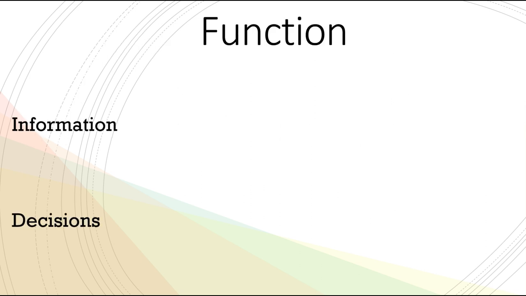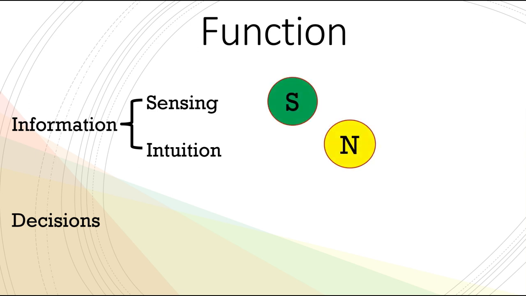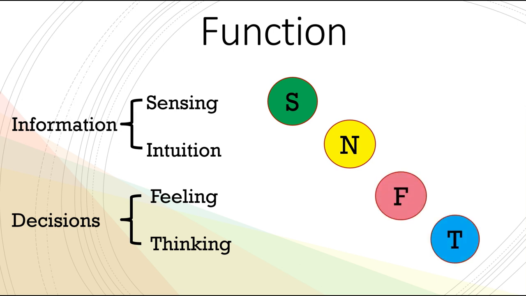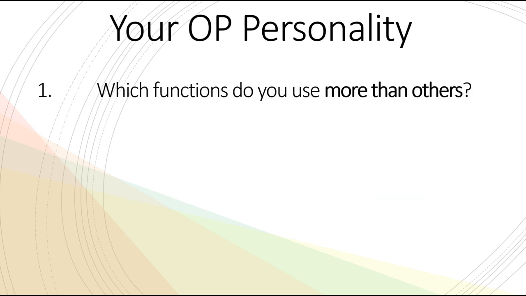You can process information in two ways, either by sensing what is actually around you or by looking for patterns, which we call intuition. Those become the sensing and intuition functions. You can make decisions either based on your values and feelings, which we're going to call feeling, or based on logic and reasons, which we're going to call thinking. Those become the feeling and thinking functions. Everyone does all of these functions, but people do these functions in different amounts. So the first part of your personality is about what functions are you using more than others.